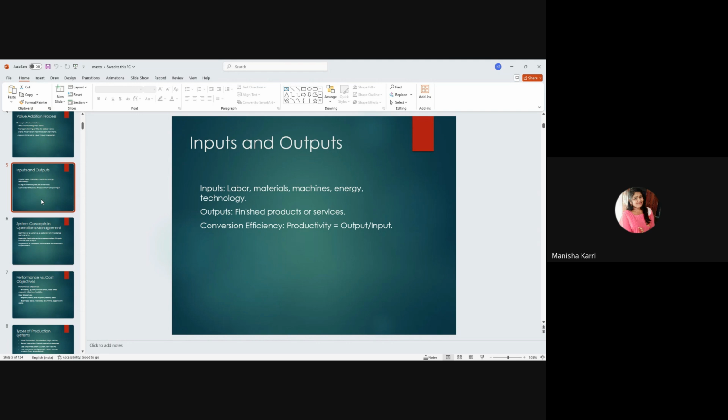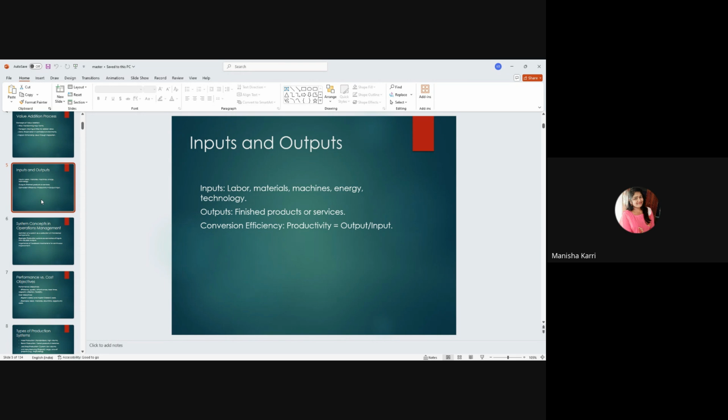If the bakery uses these inputs to produce 100 breads a day, and tomorrow with the same inputs they can manage to produce 120 breads, their productivity has increased, but their inputs have not increased. So this is nothing but conversion efficiency. This is how conversion efficiency matters within manufacturing companies.